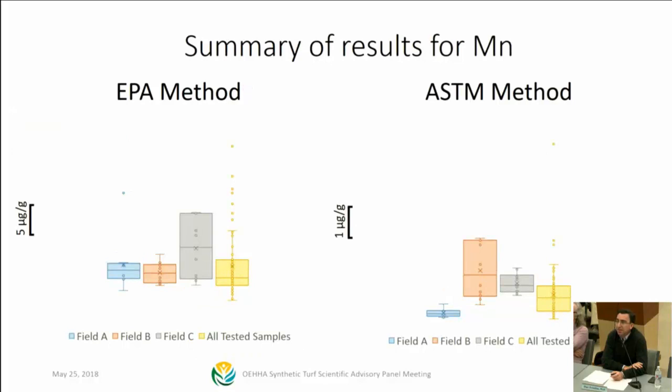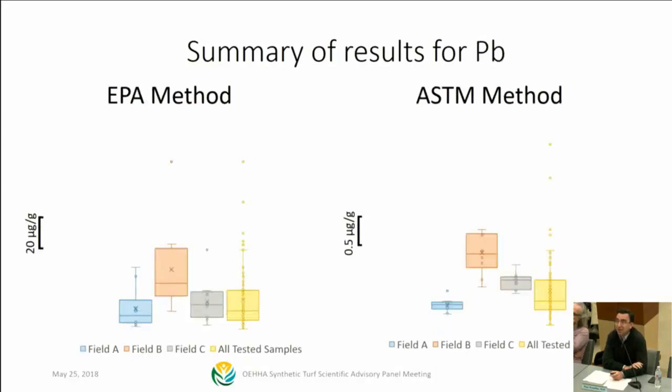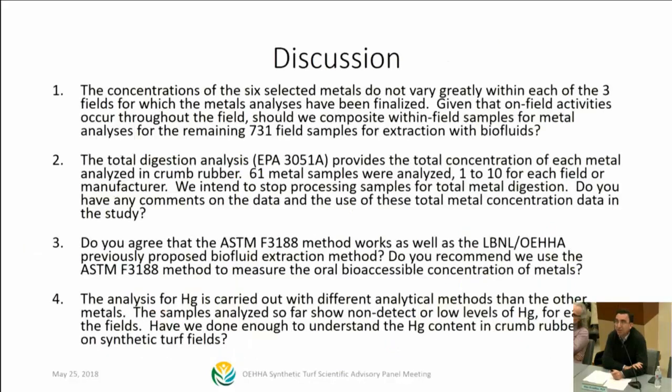For manganese, same thing. Field B seems to be relatively higher in the ASTM method for most of these elements, but this is nickel. Again, a very tight distribution on the EPA method. And finally, I think we have lead. A similar description here for lead.